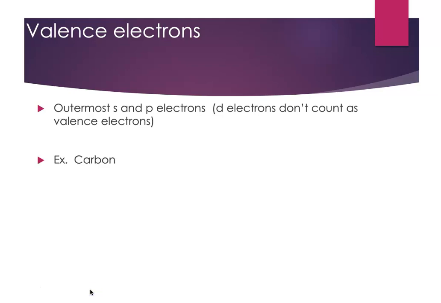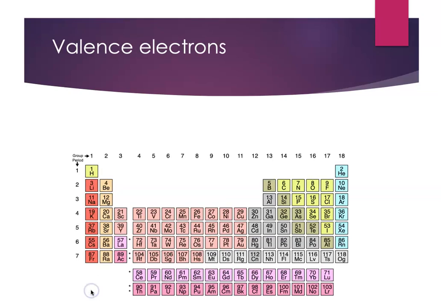If we look at carbon again, we had written its electron configuration as helium 2s2, 2p2. There are 4 electrons in the outermost s and p sublevels, and there are 4 valence electrons in carbon. So you can figure this out from an electron configuration, and it's pretty easy to do. We can also do it right from the periodic table.